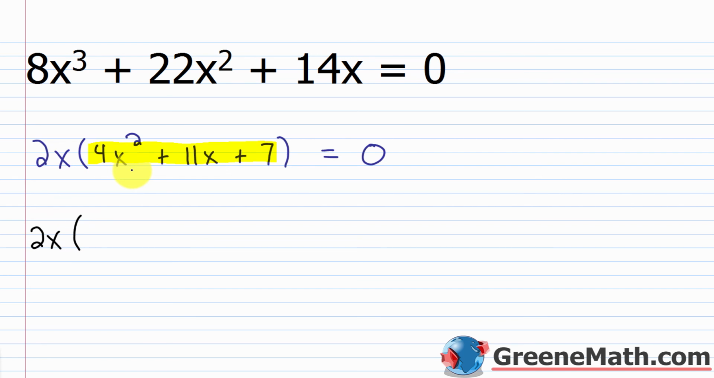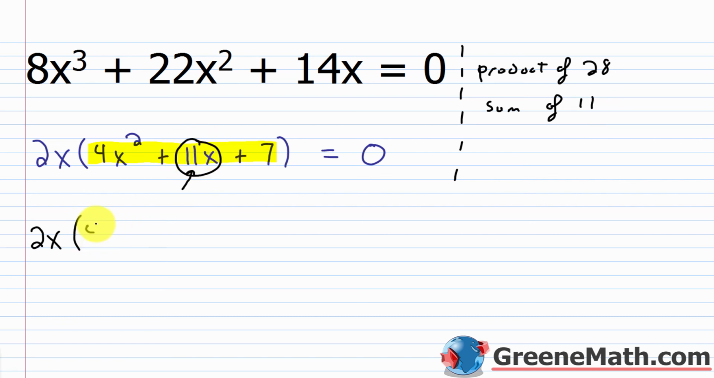So if I think about two integers whose product would be what? 4 times 7 is 28. So we think about a product of 28 and a sum of 11. Well, 4 and 7 give me that criteria. 4 plus 7 is 11. 4 times 7 is 28. So again, use that to rewrite that middle term there. So I would have 4x squared, then plus 4x, then plus 7x, then plus 7. Okay, and this equals 0.